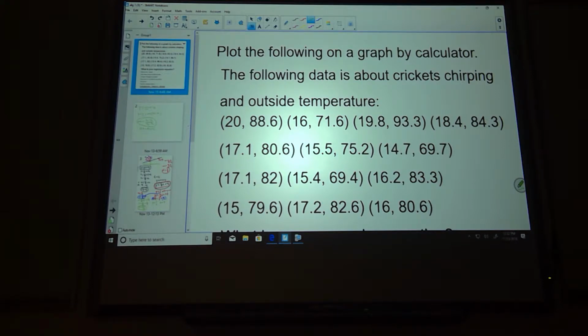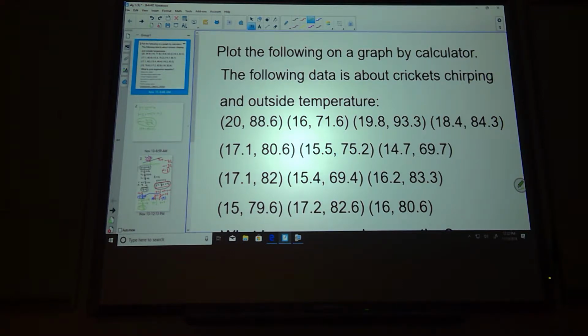So this data here is a bunch of XY values, right? A bunch of points. It talked about crickets chirping outside and outside temperature. So the X is crickets chirping. We've all probably heard this at night, and it sucks when it's in your house. And then the temperature outside.